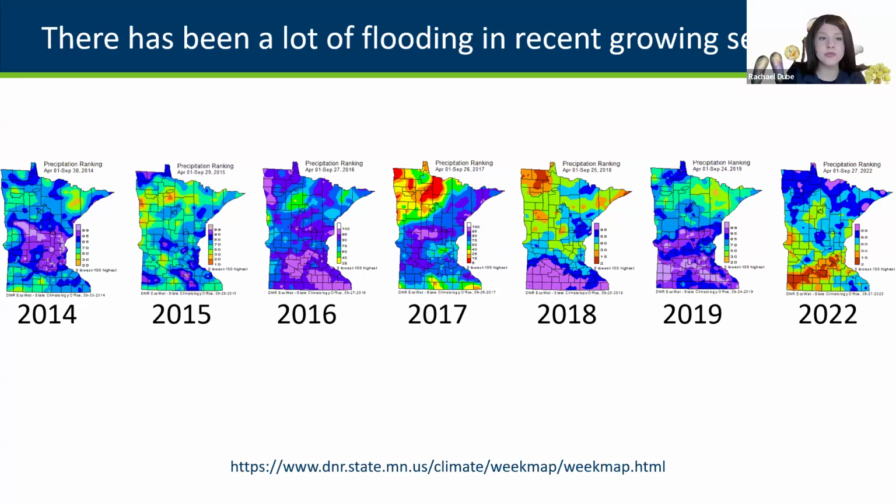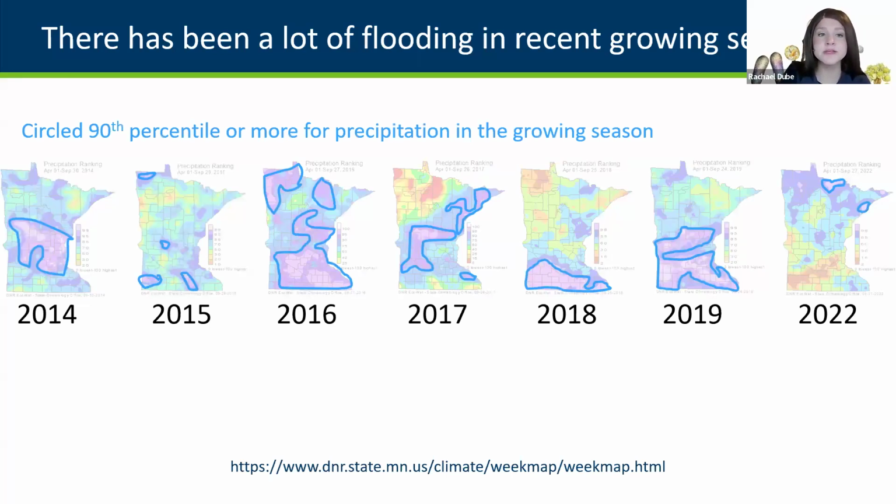And so I've gone through and circled some of these, and everywhere in the circled portions, these are actually for these years in the 90th percentile or more for precipitation in the growing season, meaning that they're in the top 10% for above average precipitation in those parts of the state. And you'll notice that, especially in central Minnesota, there were a number of areas that had consecutive or repeating years of above average and even excessive precipitation in some years.